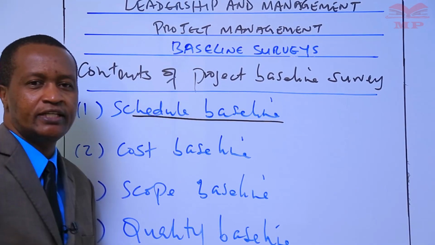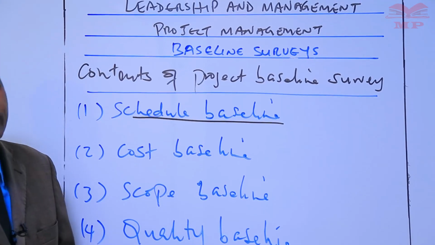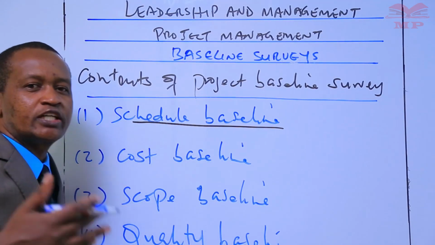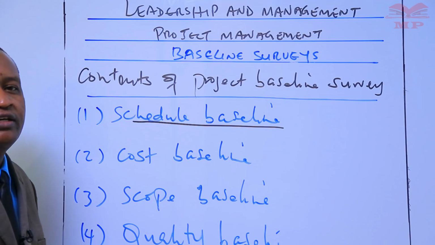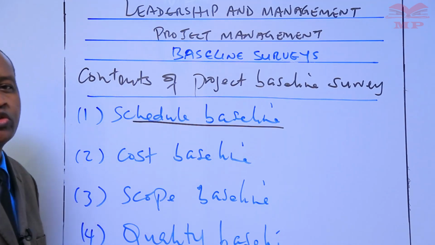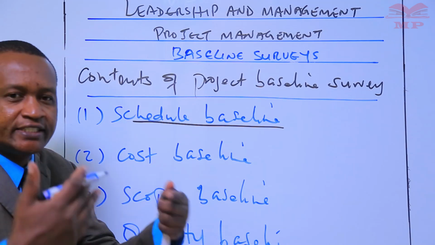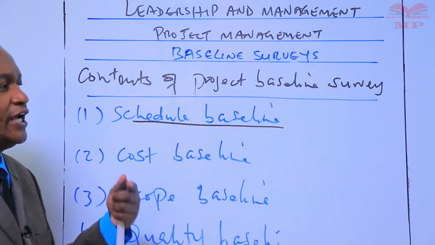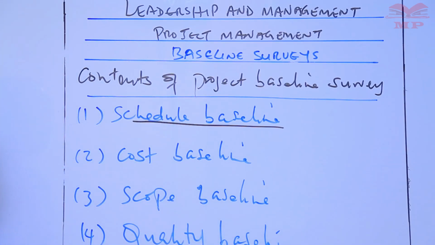What is a schedule baseline? A schedule baseline is just a fixed schedule that is used in measuring project progress and contract performance. And any change caused by change in scope of the project invalidates the original schedule and necessitates a new schedule baseline or a new baseline schedule.